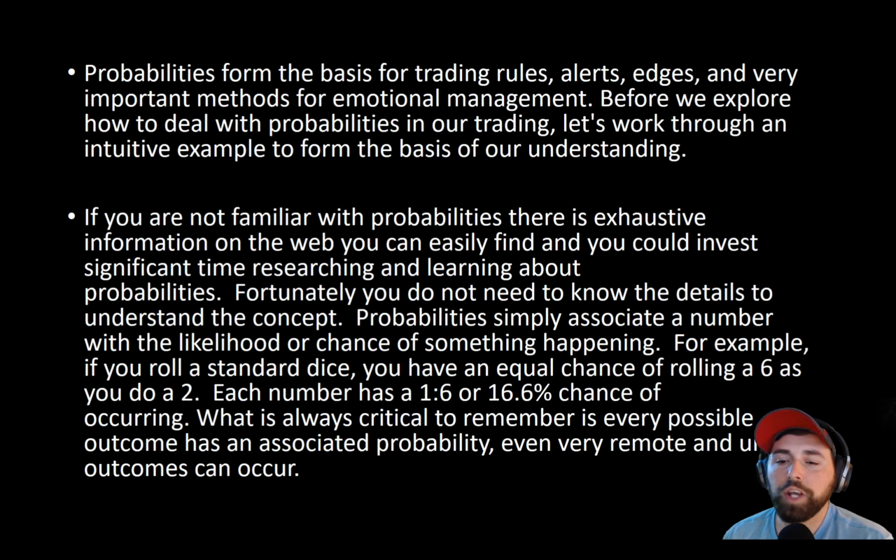Probabilities simply associate a number with the likelihood or chance of something happening. For example, if you roll a standard die, you have an equal chance of rolling a 6 as you do a 2. Each number has a 1 in 6, or 16.6%, chance of occurring. What is always critical to remember, however, is every possible outcome has an associated probability. Even very remote and unlikely outcomes can occur.